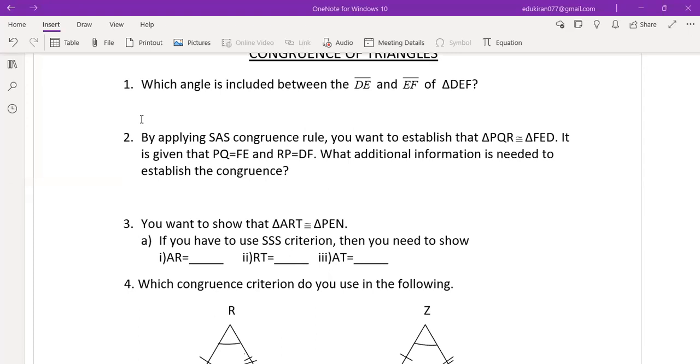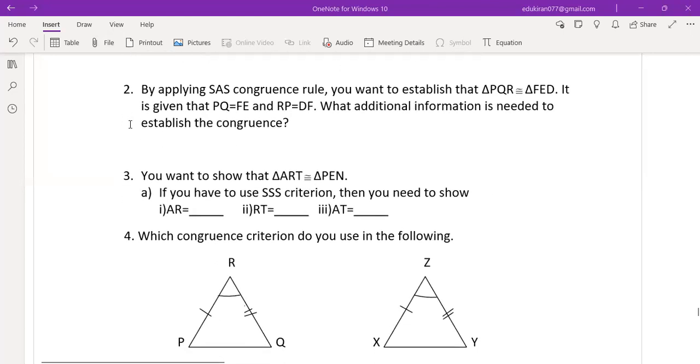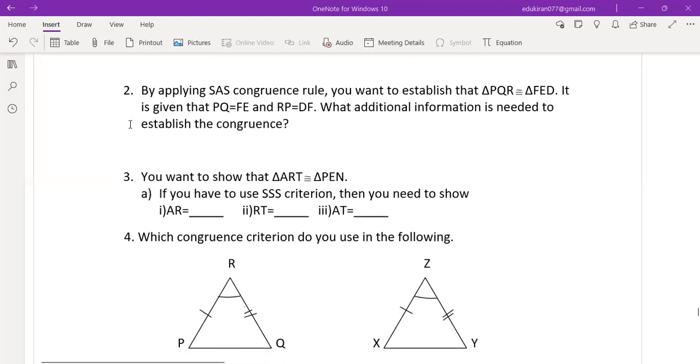Ma'am, in the second question, we have to prove that this is true. Which one? In the second one, angle PQR is equal to angle FAD. We have to prove whether it is true. Yes, you have to find the additional information as well. Two sides are already given. Now you have to find the third one.